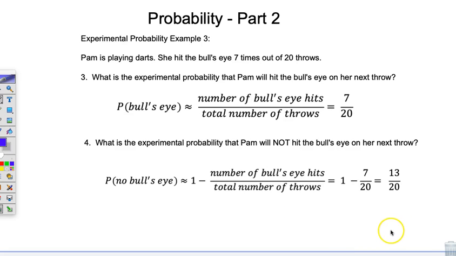In the third example, Pam is playing darts. She hits the bullseye 7 times out of 20 throws. What is the probability that Pam will hit the bullseye on her next throw? Again, we're just taking the number of bullseye hits that she got out of 20 and dividing that. Now I can't reduce that, so I'm just going to leave it alone. Now the probability of her not hitting the bullseye, again, we're going to subtract that 7/20 from 100%. And again, you're going to use that 20/20 this time because that's our denominator to equal that 100%. Subtracting 7/20, and you get 13/20.